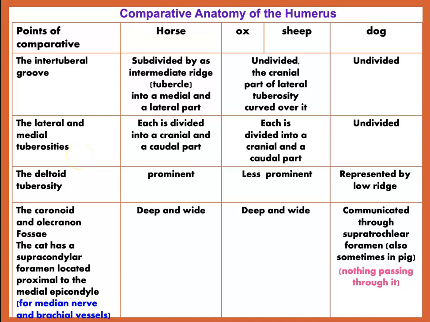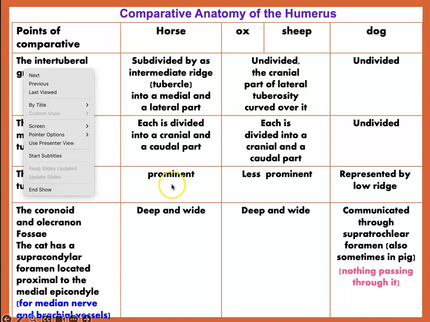So this is an interesting table to know the comparative anatomy of the humerus. You have to read it carefully to know the intertubercular groove. Usually, as we know, in equine it is divided, and it will be undivided in other animals. The lateral and medial tuberosities will be divided in the horse and ruminant, and divided in the dog. The deltoid tuberosity will be more prominent in the equine, and then the coronoid and radial fossa. You can see coronoid or radial, and olecranon fossa.